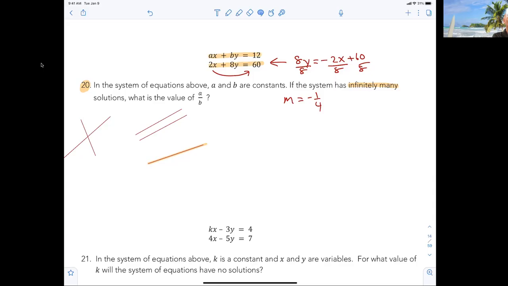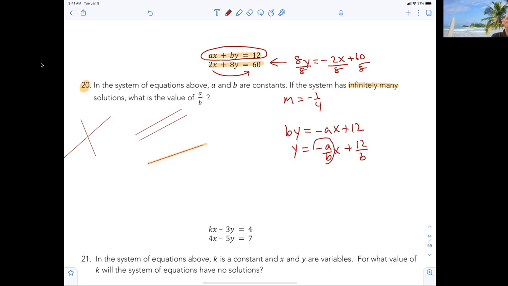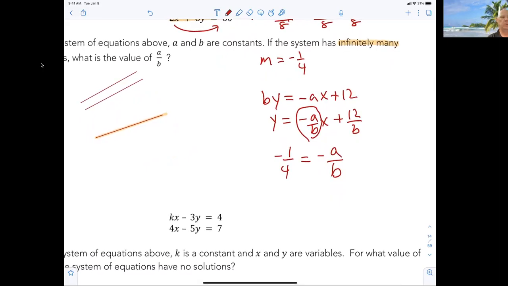That's going to be the same as this slope up here. So if I move the a over, I'm going to get by equals negative ax plus 12. Then I would divide by b, y equals negative a over b x plus 12 over b. That's the slope. So negative 1/4 equals negative a over b. Again, this one's kind of hard, so I just rush through it, then I'm going to review it with you. So does everybody agree the two negatives don't matter? So a over b equals 1/4. Everybody okay with that? And that's what they're asking. What's A over B? So A over B is in fact what? 1/4.